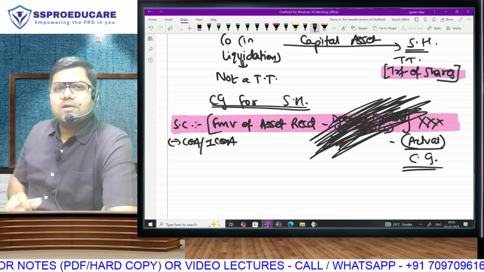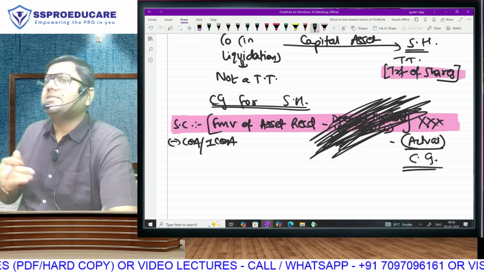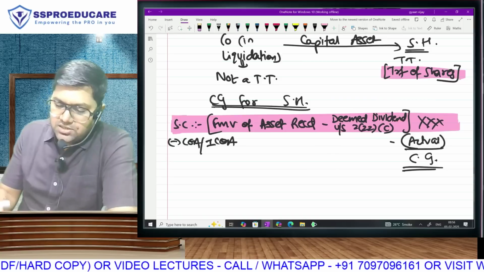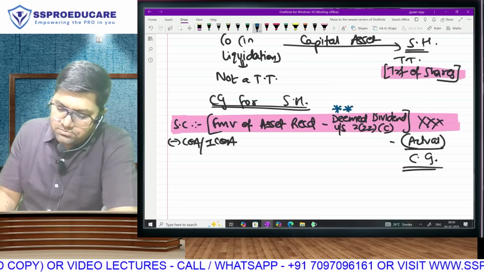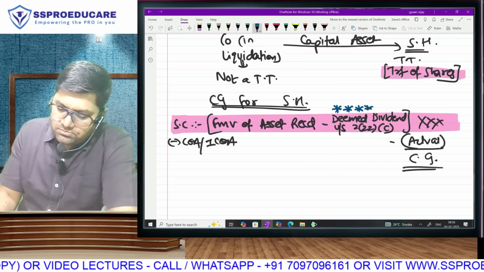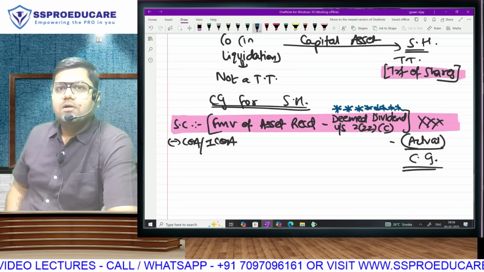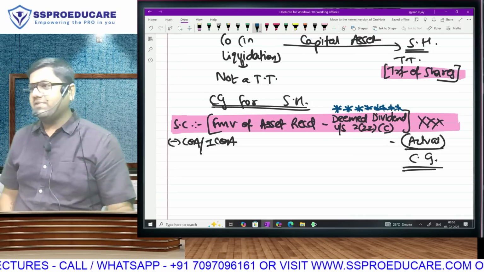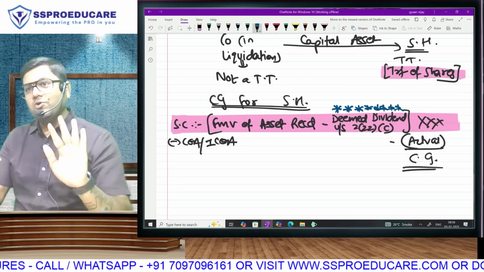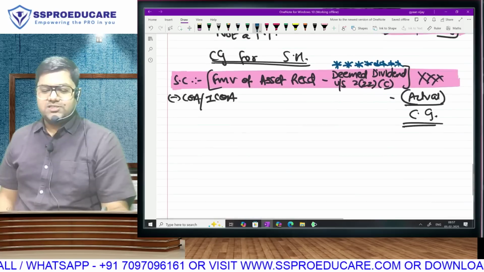What is the only thing that requires explanation? Why is this a special case? Sir, what do you mean by what is this concept called deemed dividend? Why are we subtracting? The answer is hidden in what is deemed dividend. If you understand what is deemed dividend, you will automatically understand why we are subtracting it.